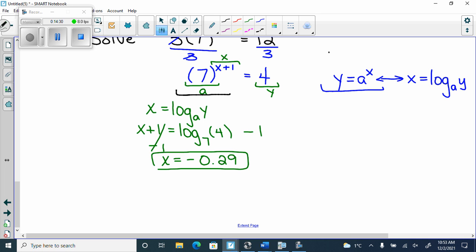Y1, Y2. Type into your Y1, 7 to the x plus 1. Make sure your x plus 1 is in brackets. And in your Y2 you have 4.